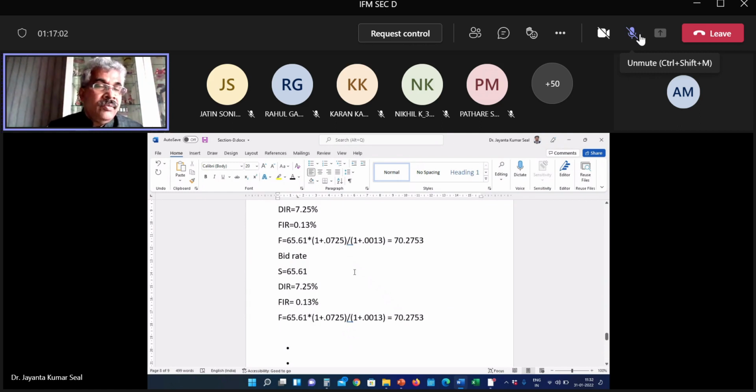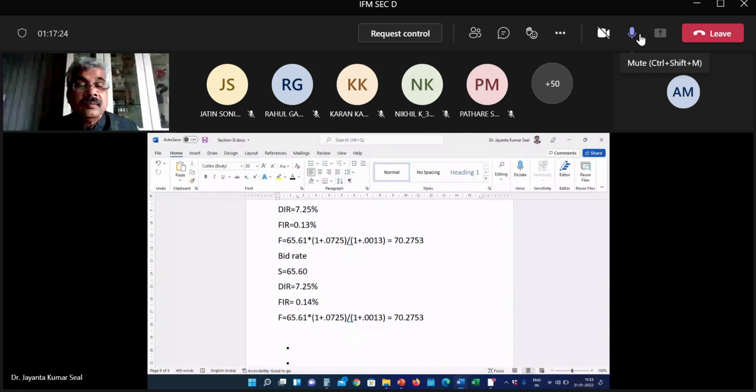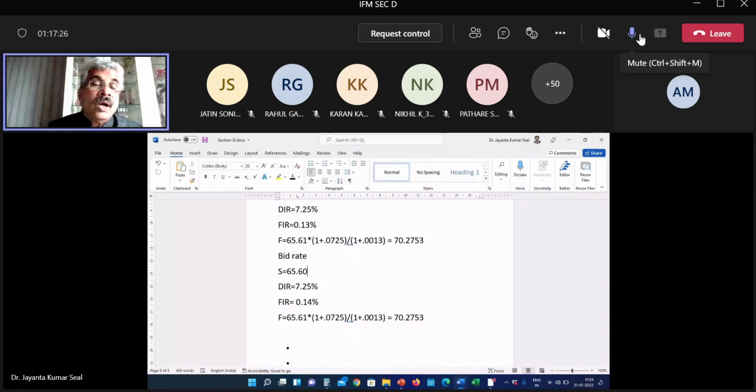So what am I saying? I'll be borrowing $1 today. What will be the rate of interest for that? 14%, 0.14. If I convert the dollar to Indian rupee today, what will be the exchange rate? 65.60. Is that fine? Yes or no? So after that, if I deposit that into rupee, how much will I get? 6.25%.